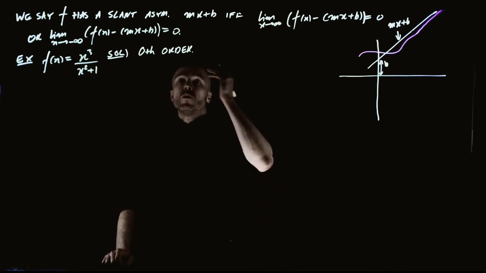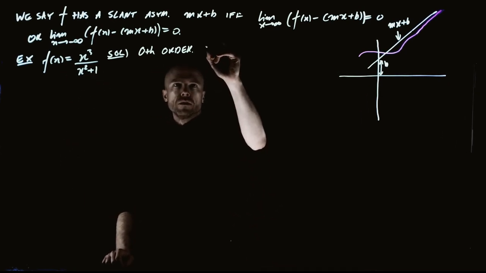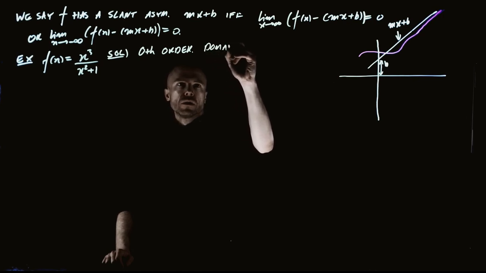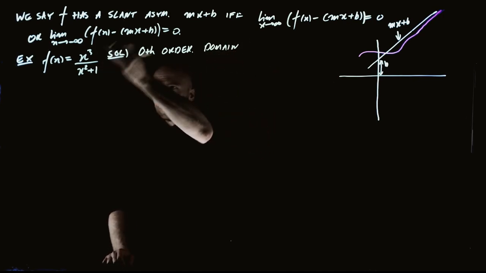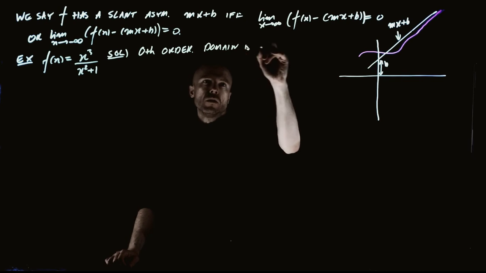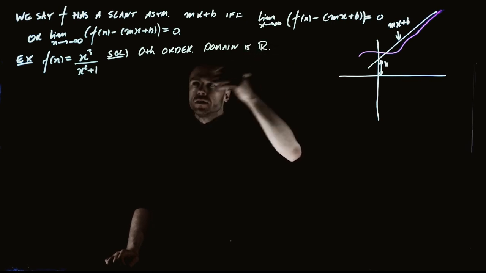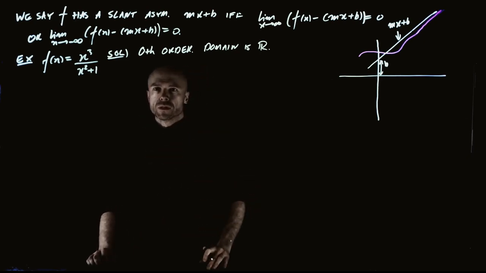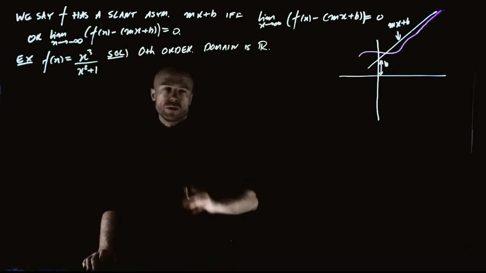0th order. What are the 4 things? The first thing is domain. So domain is everything. This thing is defined everywhere. Domain is the whole of the real numbers, which we denote by this, everything. There's no point where this thing is not defined. Okay. Second thing, symmetry.